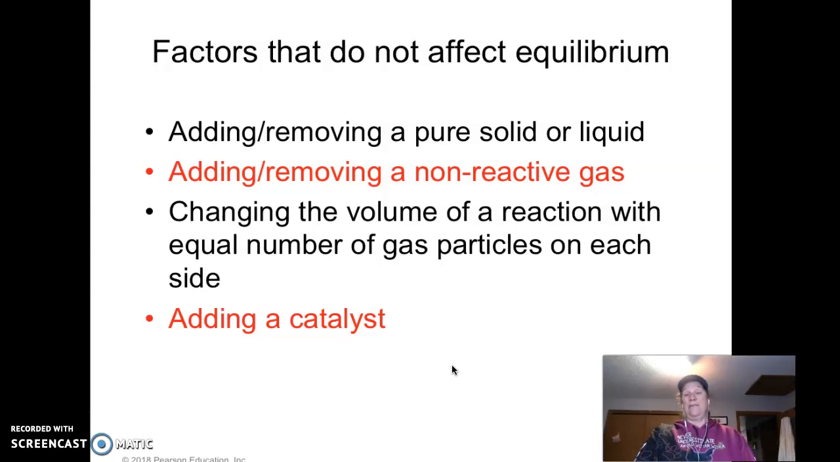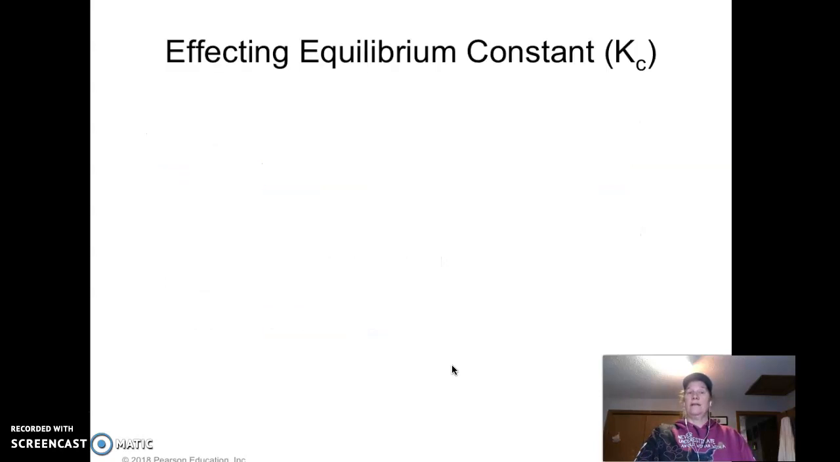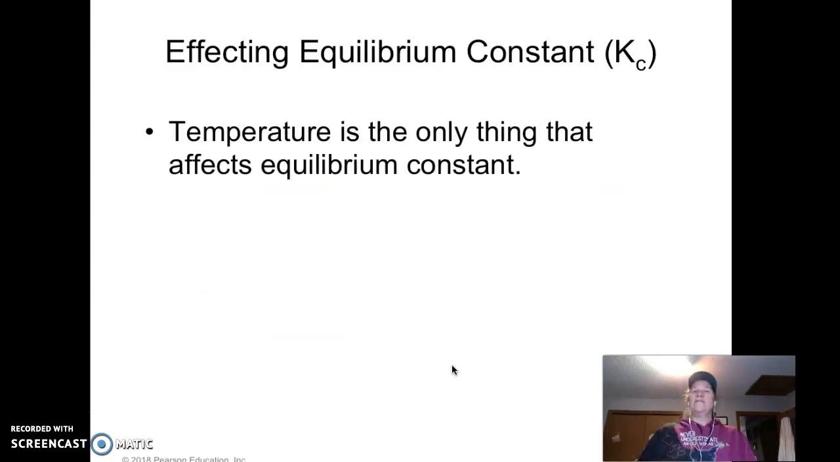It just makes it happen faster. Okay? So what things affect the equilibrium constant? Of those things I talked about, temperature is the only thing that affects an equilibrium constant. We're talking about volume, pressure, and so on. Temperature is the only one.